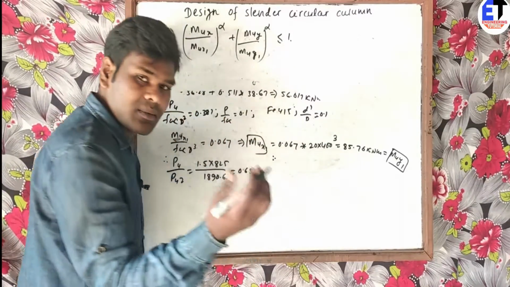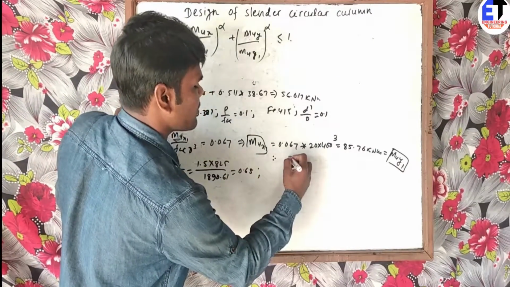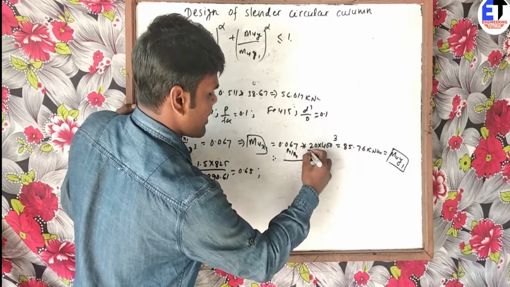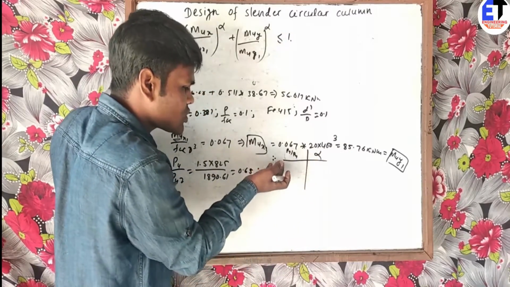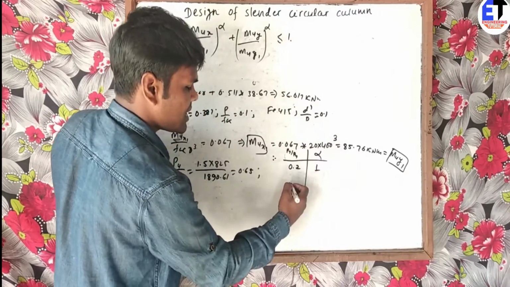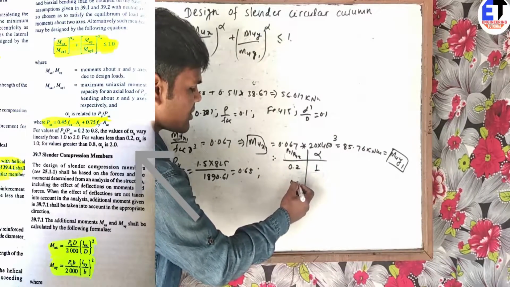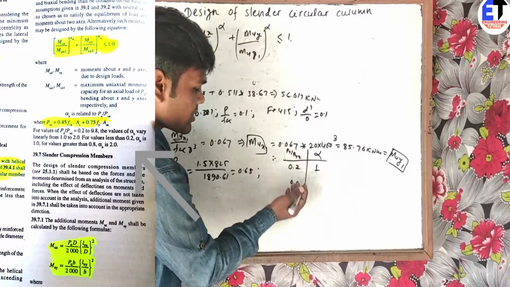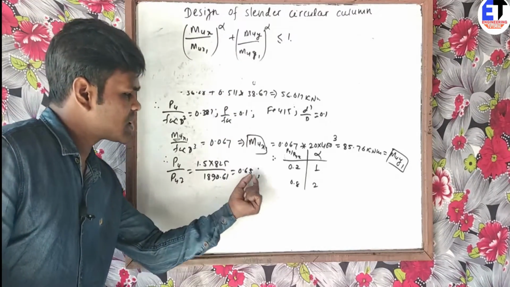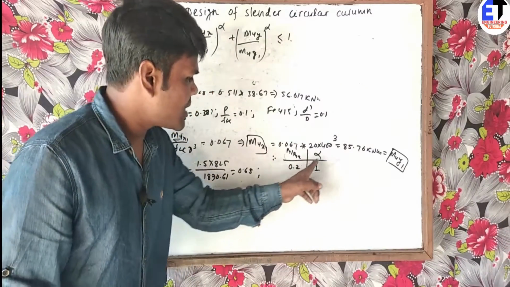There is a value available for alpha in the IS code. If the ratio of Pu by Puz is less than 0.2, then its value is 1. If the ratio of Pu by Puz is greater than 0.8, the value is 2. Our value of Pu by Puz is 0.65, so it lies between these. So after interpolation we can calculate the value of alpha.